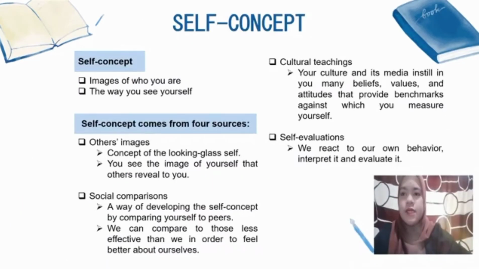The first point in self in interpersonal communication is self-concept. Self-concept is the image of who you are and the way you see yourself. Self-concept comes from 4 sources. First, other image, the concept of the looking glass self. You see the image of yourself that others reveal to you. Second, social comparison, a way of developing the self-concept by comparing yourself to peers. We can compare to those less effective than we are in order to feel better about ourselves.